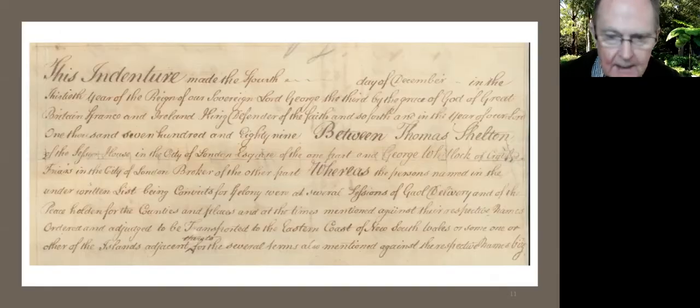Now this is a picture of an actual indenture, a contract made between either the agent of the owner of the ship and the captain of the ship, who was responsible for the convicts on their way out. It's also interesting to note that George III was written in this as the sovereign of Britain, France and Ireland.